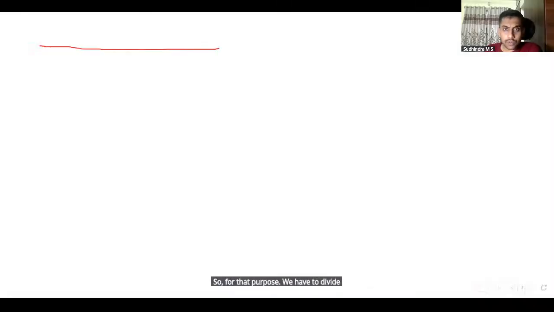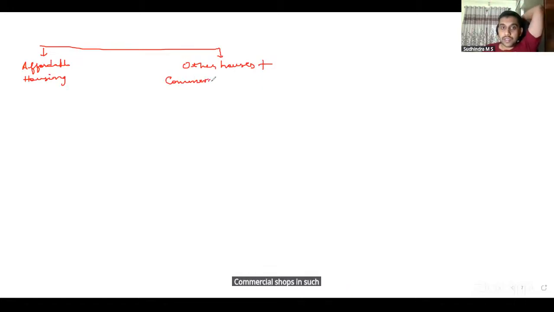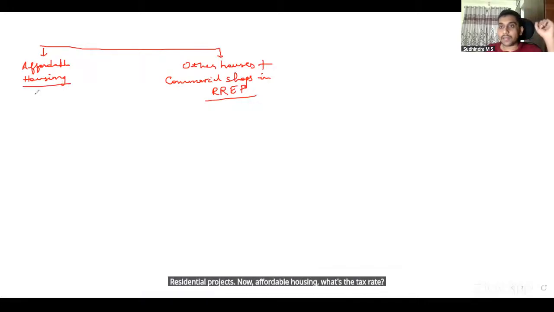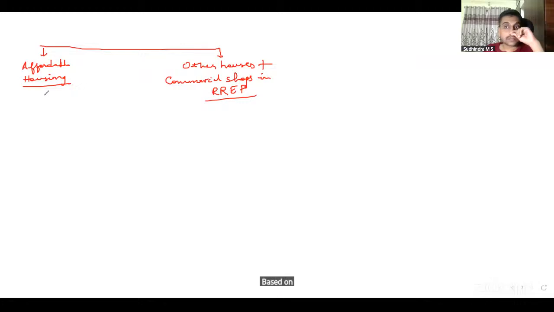For that purpose, we have to divide the projects into affordable housing projects, and other than affordable housing, including commercial shops in such residential complexes. Now, affordable housing, what's the tax rate? First, what is affordable housing?